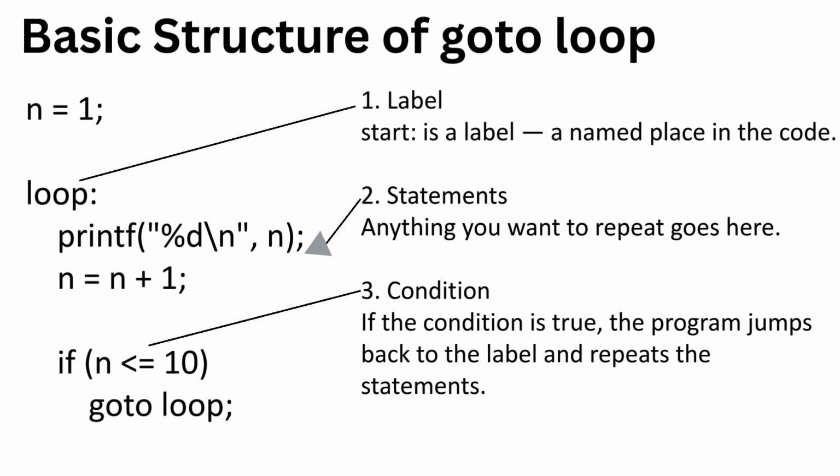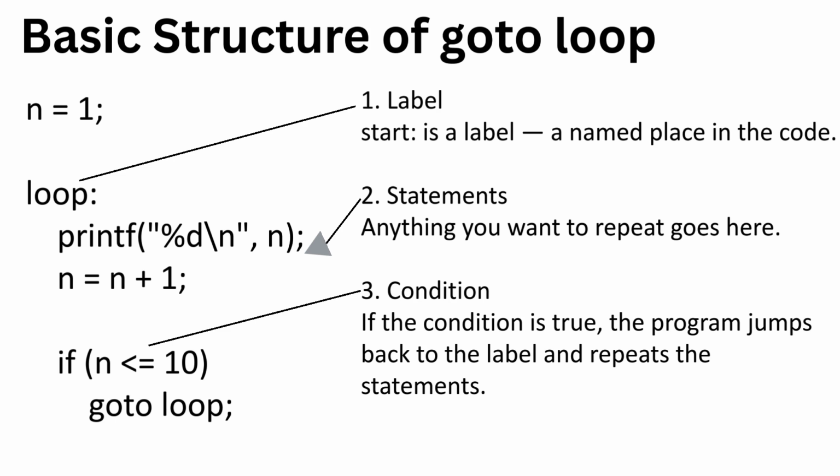What is the basic structure of a goto loop? There are three portions actually: the label, the statement, and the condition. Here, there should be a label in the program. Then there is a statement, and there is a condition.